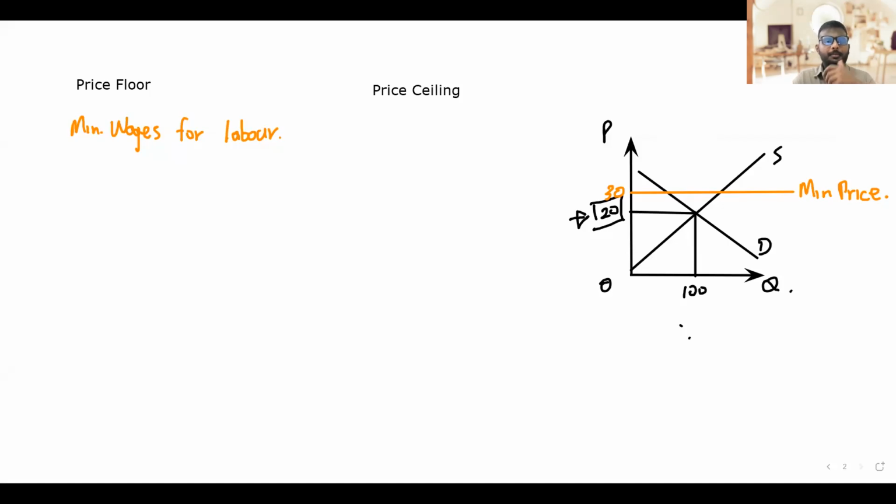Then price ceiling means what? It's there to protect whom? Consumers.